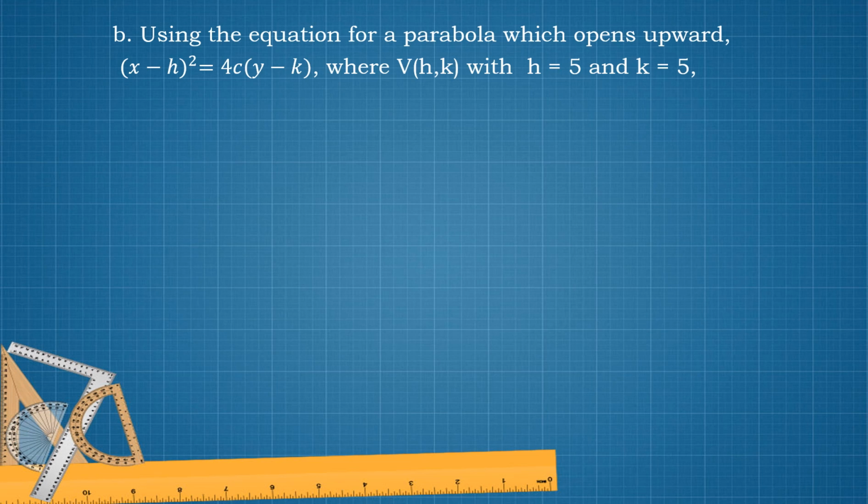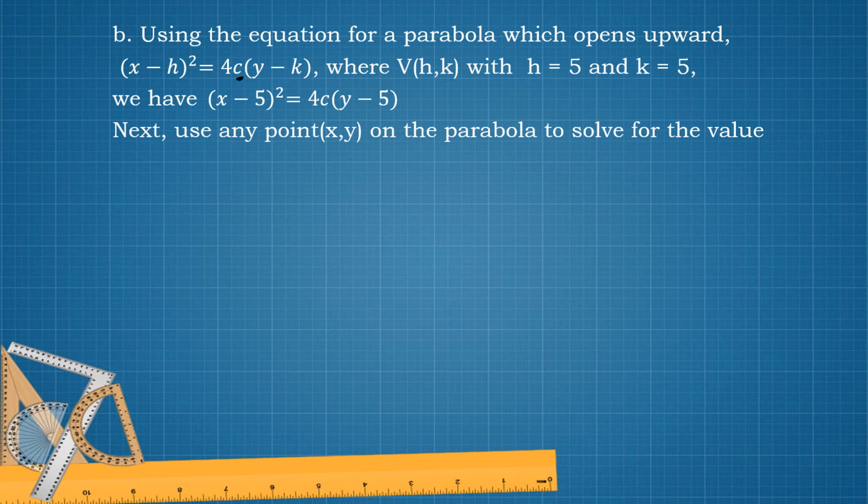Again, it can be P, it can be A. It depends on the book. Some books use P, some use C, some use A. So we're going to stick with 4c quantity y minus k, where the vertex is located at 5, 5, where h is equal to 5 and k is equal to 5. Now it will be x minus 5 squared equals 4c quantity y minus 5. We substitute the values of h and k, which are 5 and 5.